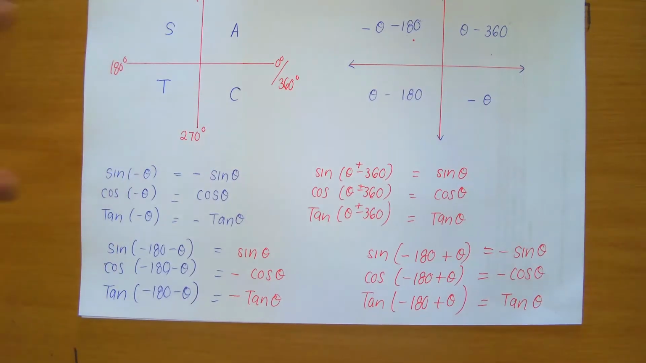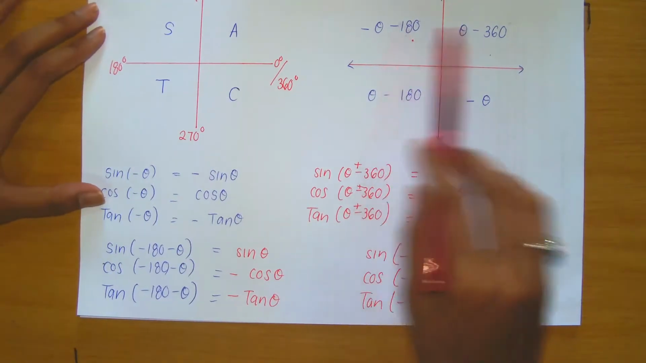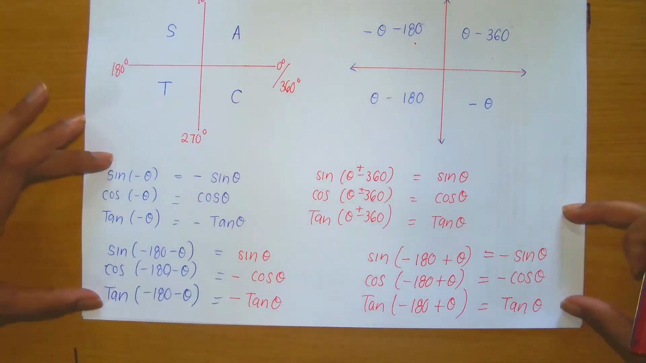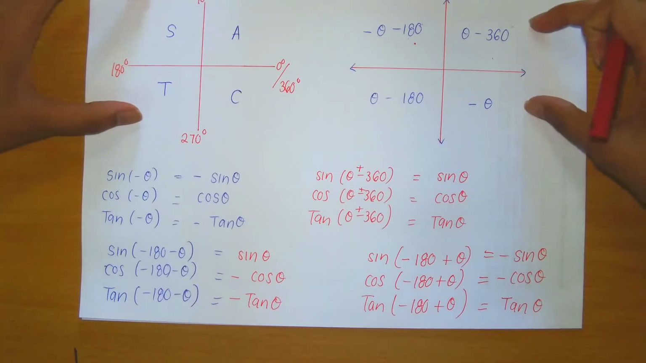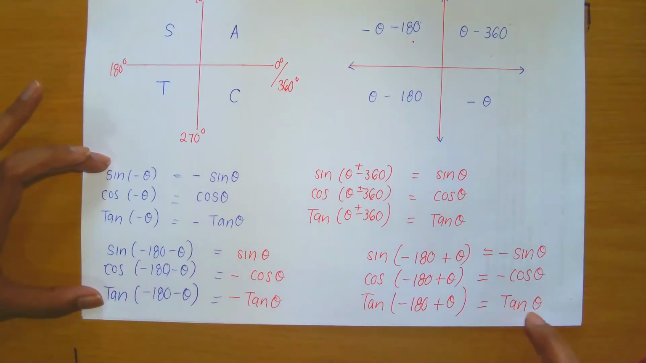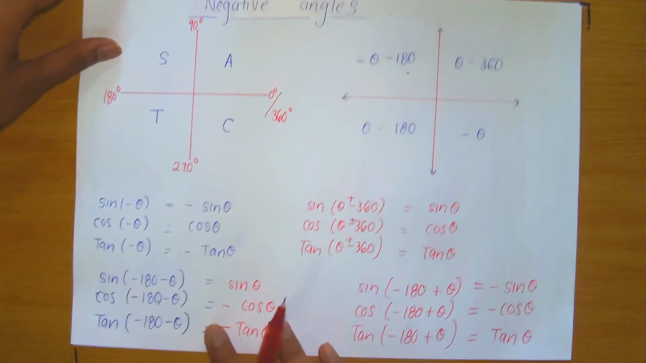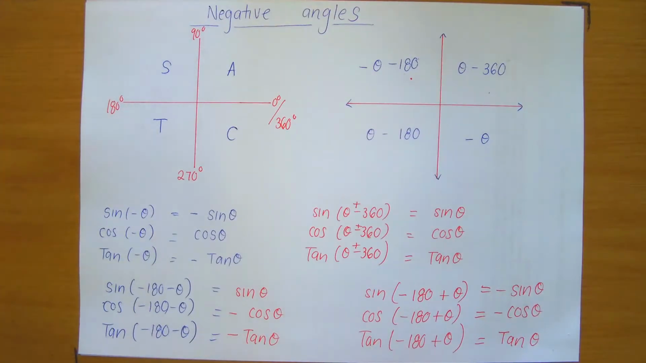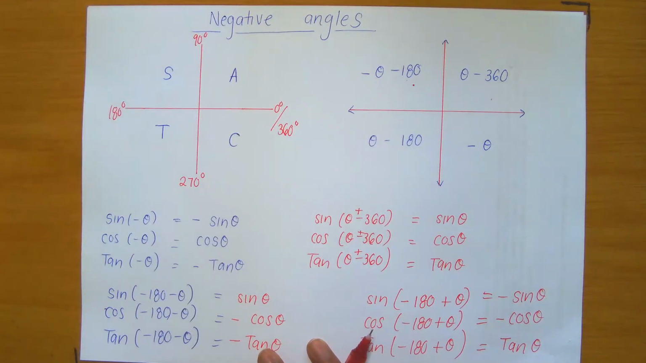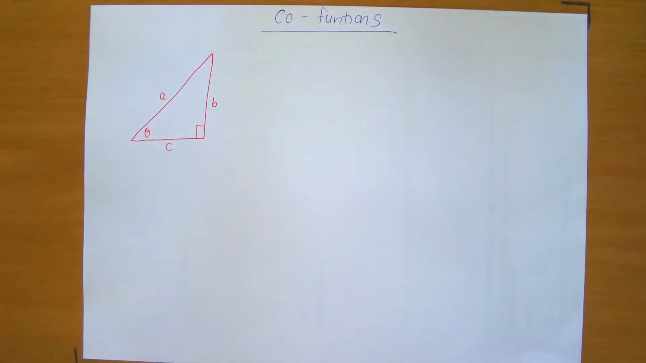So it's important to remember the negative angles in each quadrant and the CAST diagram. Instead of memorizing these formulae, if you just remember these two diagrams, you will be able to write down any of the formulae that I had reproduced. Right, so that discusses the section on negative angles. And the next thing that I want to discuss is cofunctions.